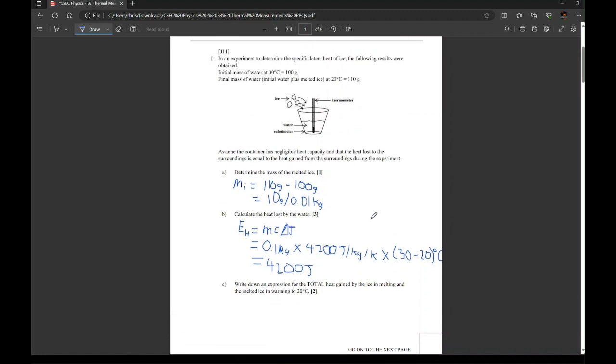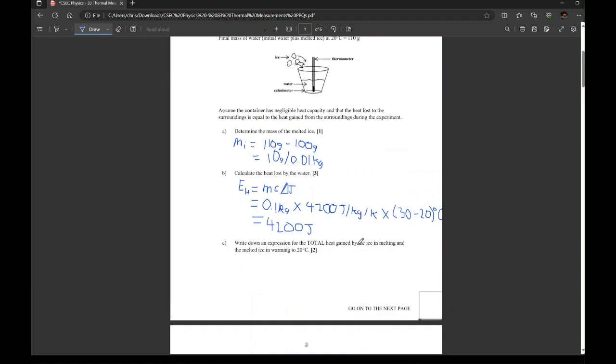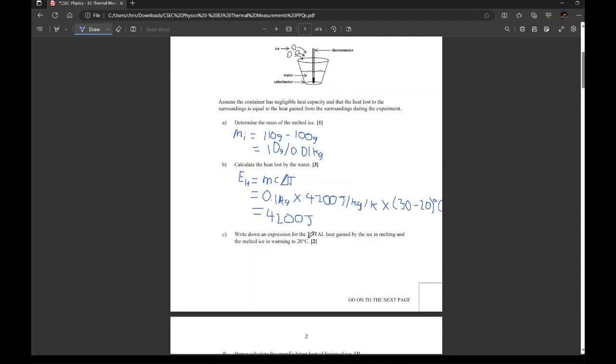Okay, so usually when they highlight this total here, it means that it's not gonna be just one equation. Sometimes it is, but usually it's not. And in this case, it isn't. The reason why it isn't is because the ice is changing its state, right? And then after it changes its state, it's going to warm to 20 degrees Celsius. So we're going to have to apply two different formulae here.